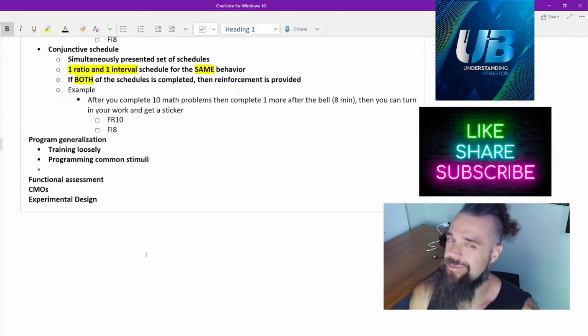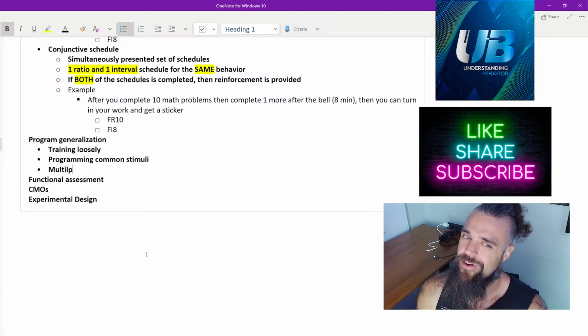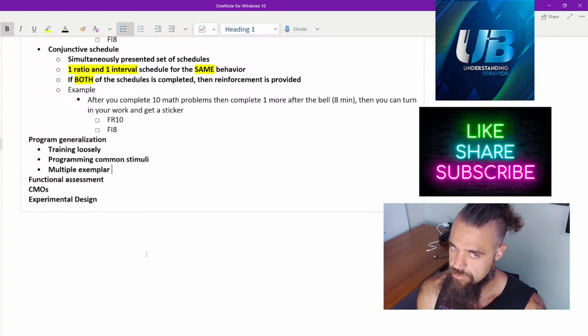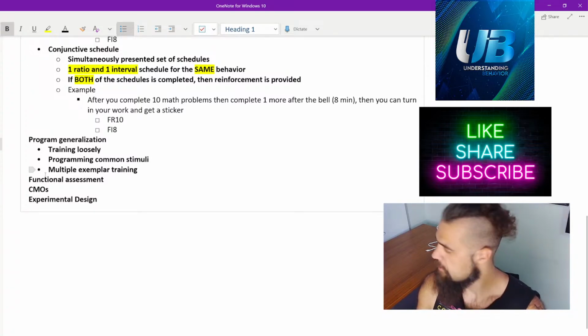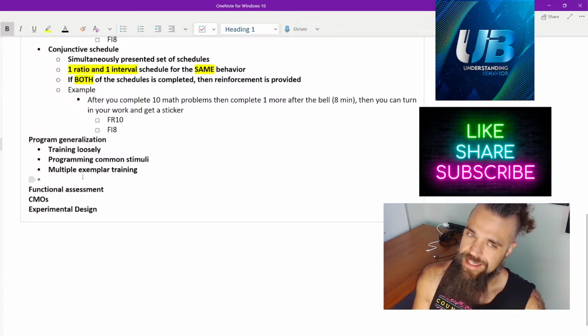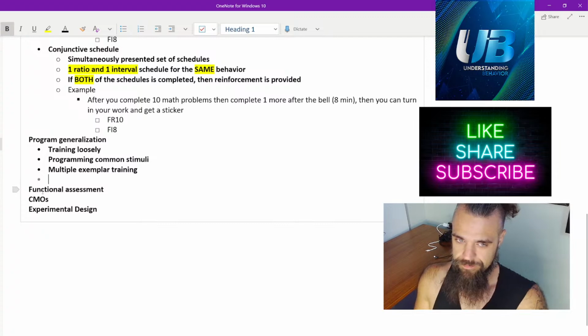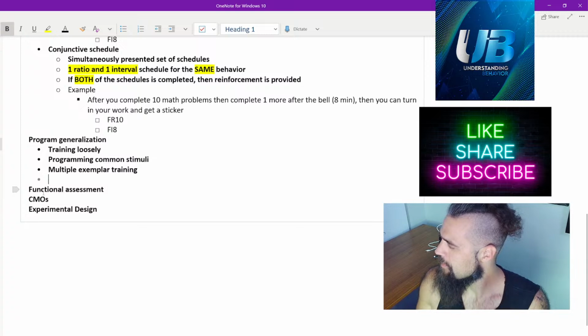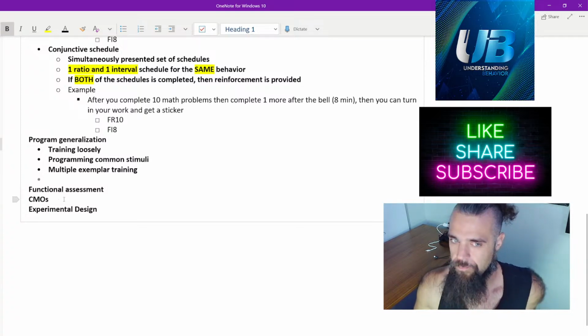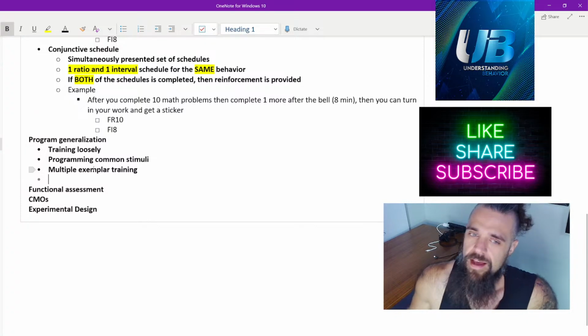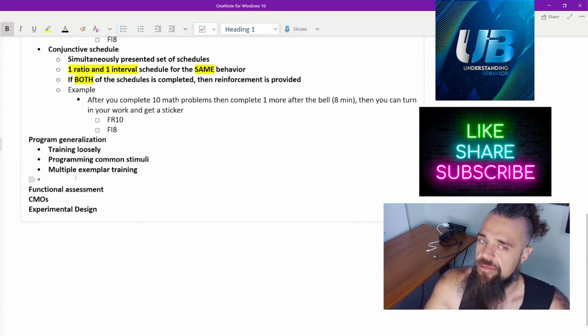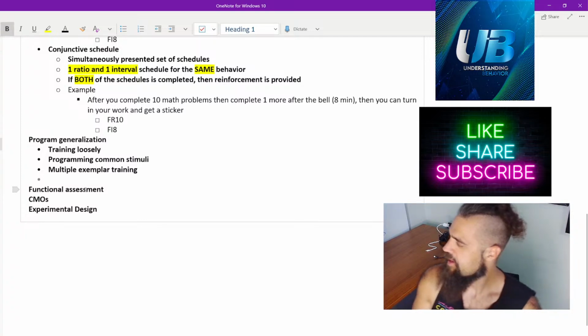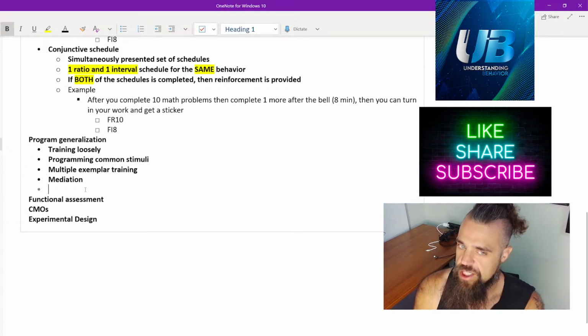Yeah, MET, that is one. That stands for multiple exemplar training. I feel like these are the 3 that get mixed up most frequently. Cool, what else do you guys got for programming for generalization? Yeah, MET's a cool acronym, and you'll see that out in the field too. Good. Yeah, nice, Ava. We've also got mediation and general case analysis.